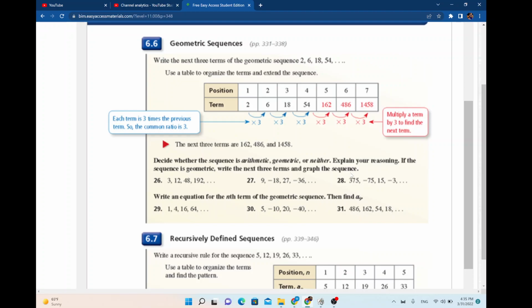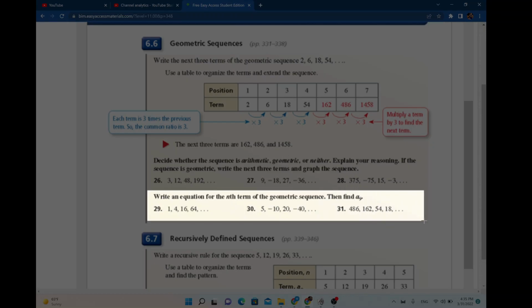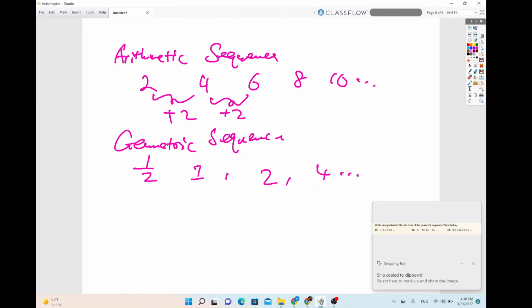So what about 29 through 31? Write an equation for the nth term of the geometric sequence. Then find a sub 30. Okay. So now let's put it right here.